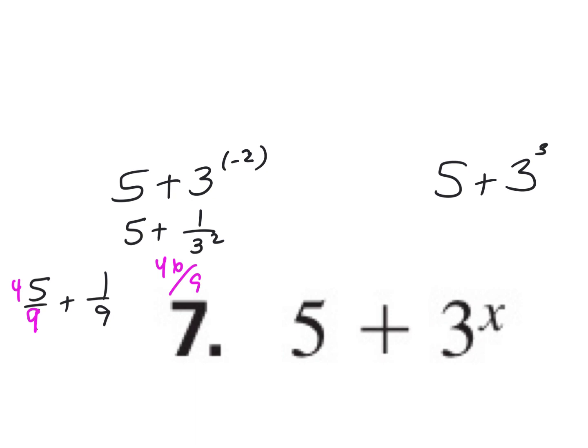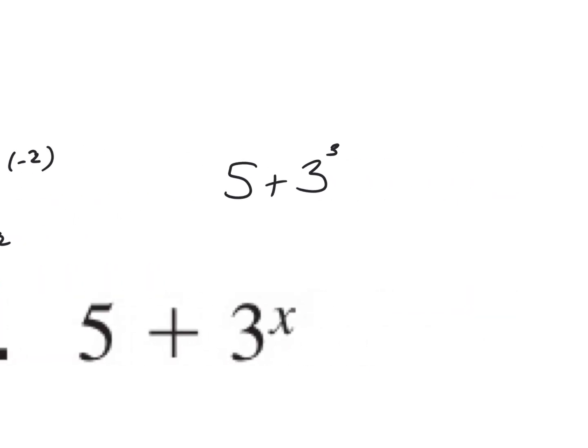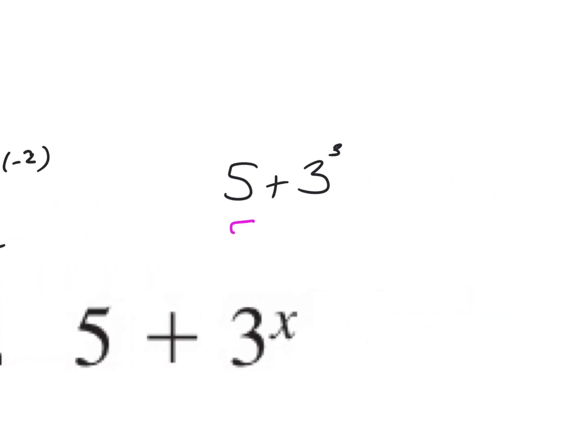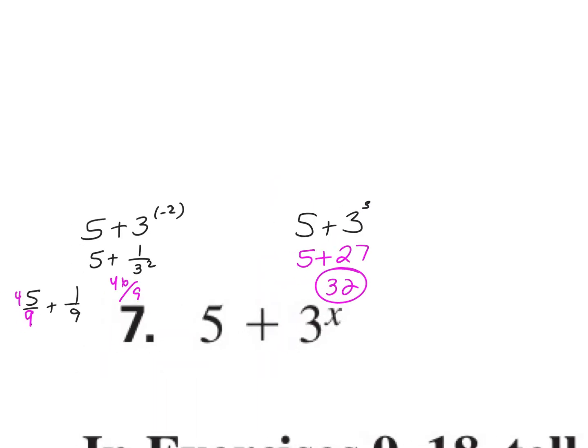All right, what is that as a decimal? 46 divided by 9. 5.11111111. Something like that. All right, what do I do over here? What's 3 cubed? 27. So 5 plus 27 is 32. All right. When you evaluate, always use PEMDAS. Parentheses and exponents are first. Everybody with me?